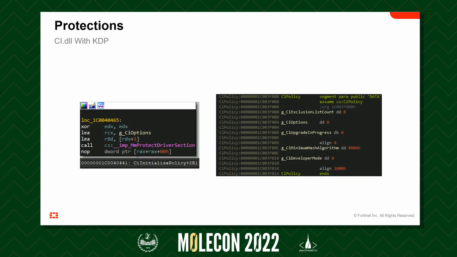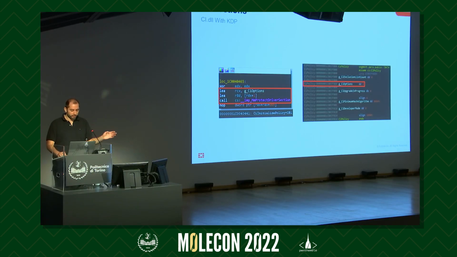So how does it look in CI.DLL, and how was it implemented? Basically, as you can see on the left, the global variable is now being protected during the initialization phase of CI.DLL. And the variable was put in its own data section, which will be very helpful for us in quite a bit. That data section is called the CI policy. That's just for future reference.